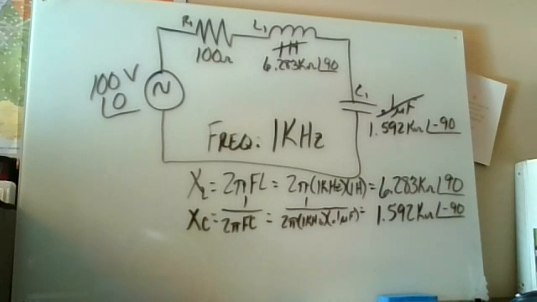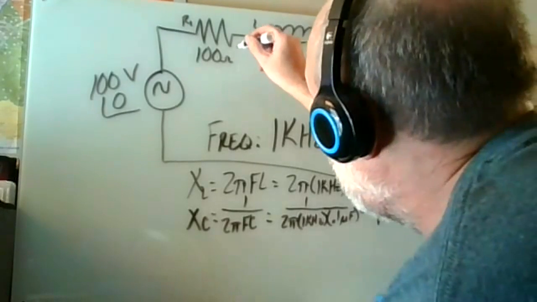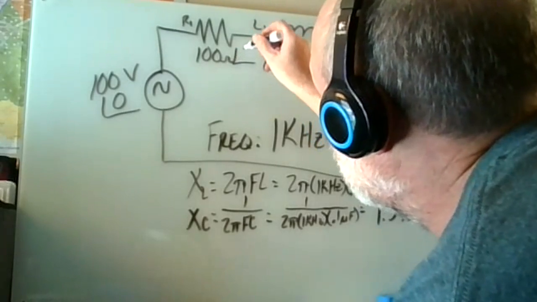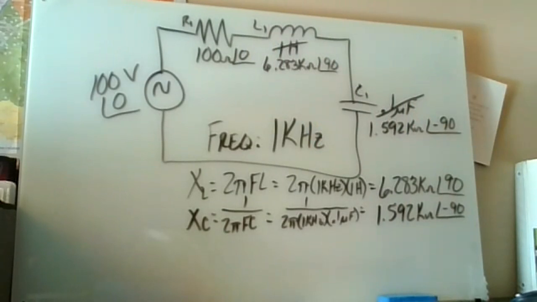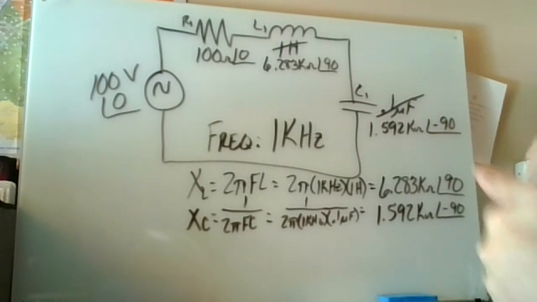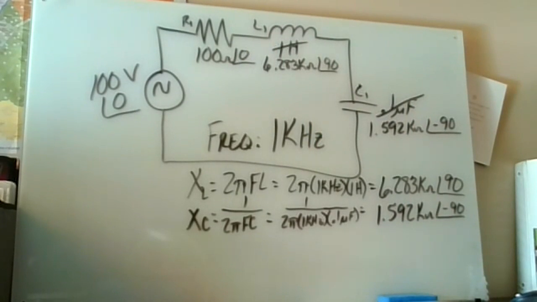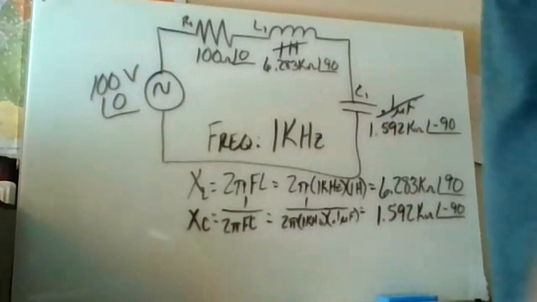So now is everything in ohms? Yes. Does everything have an angle on it? No, it doesn't. I didn't put an angle on my resistor yet. What's the angle on my resistor? 0. Okay, so now does everything have an angle on it? Yes, it does.